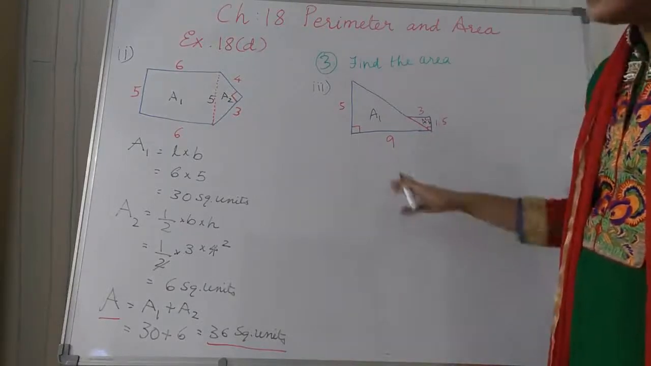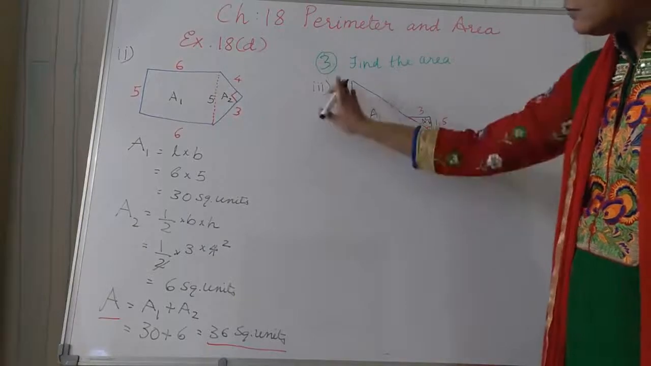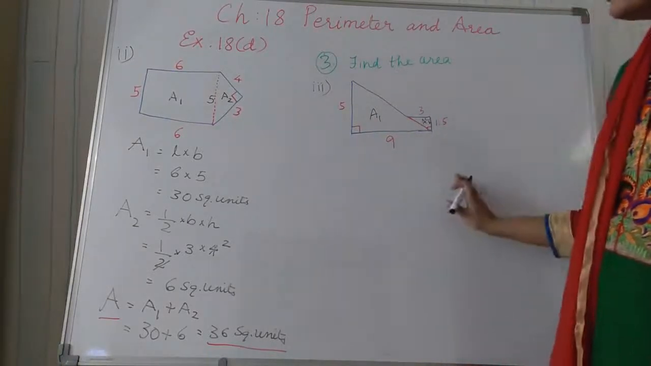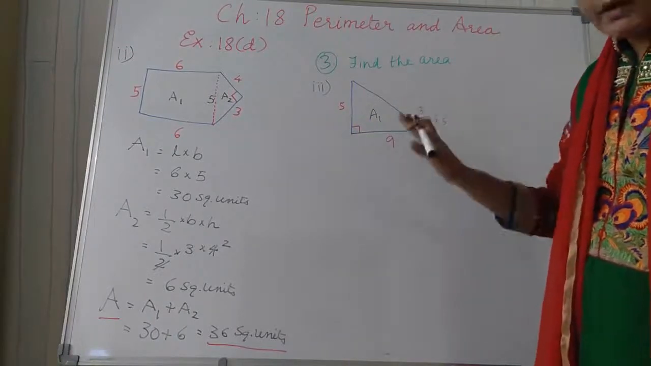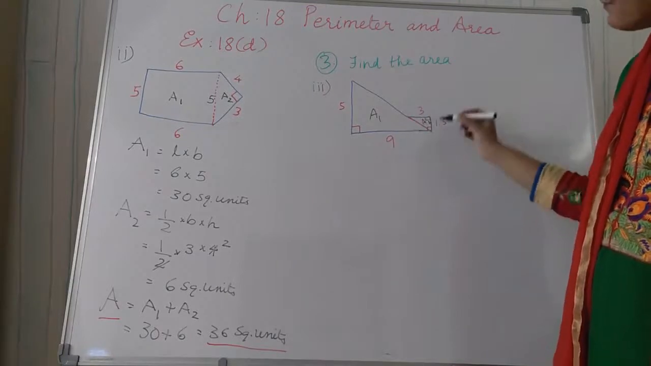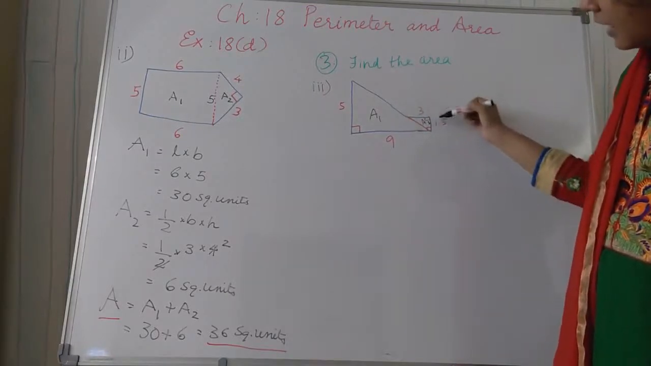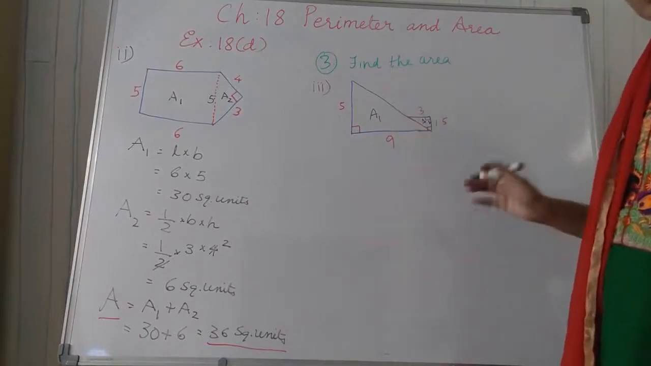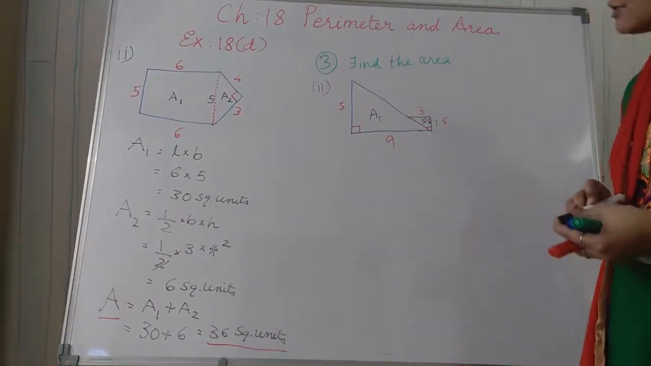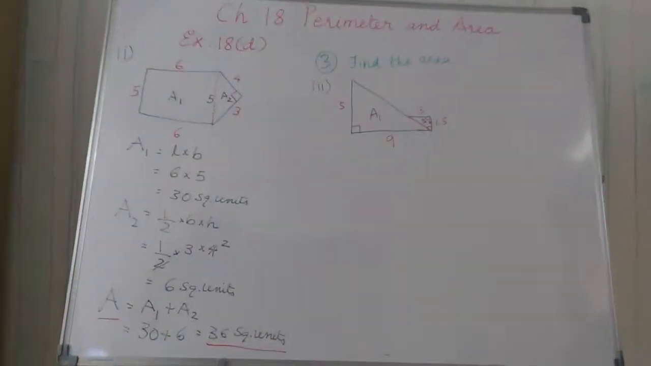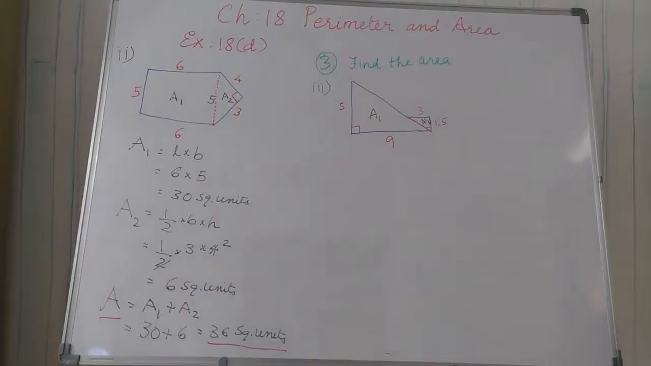In the A1 part, base is 9 and height is 5. So using the same formula, half base into height, you can find your A1 part. And the A2 part also uses the half base into height formula, in which base is 3 and height is 1.5. And then you add up both the areas. After finding the values, you will get your third answer, the area. So students, likewise you calculate by yourself. This is the practice question for you.